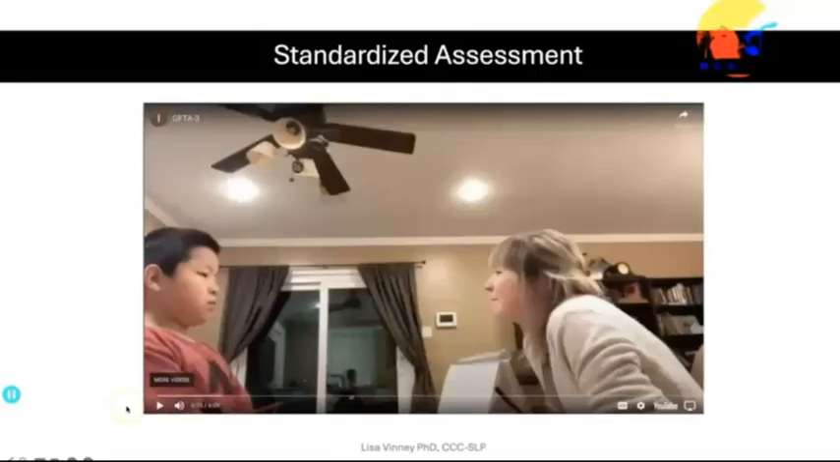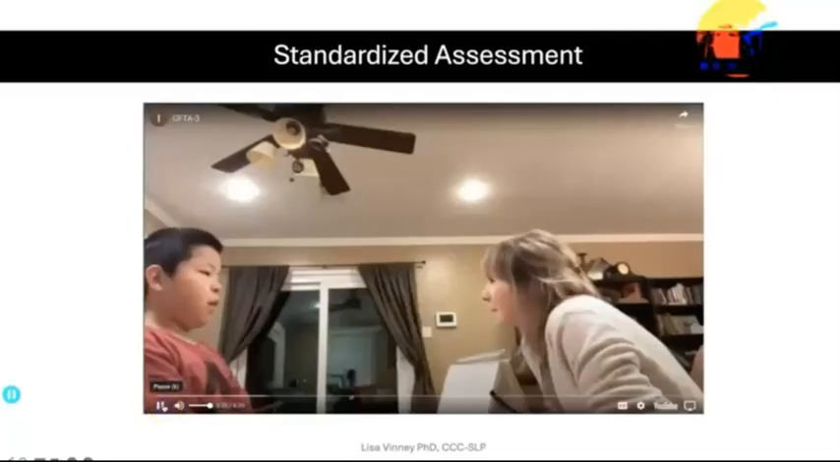We're going to look at more norm reference assessments, and then we'll look at dynamic assessment. It can be hard to picture what these actually are without seeing examples of them. So here's a speech pathologist over here, and a child who's being assessed for articulation with an instrument called the Goldman-Fristoe test of articulation. You don't need to know the details here, but just kind of look at the process of what the interaction looks like.